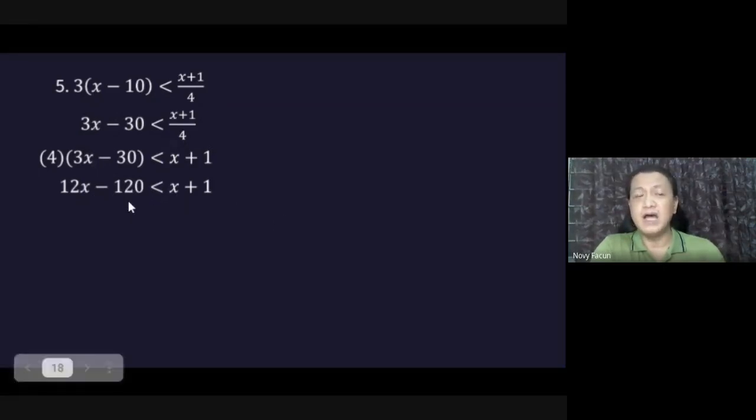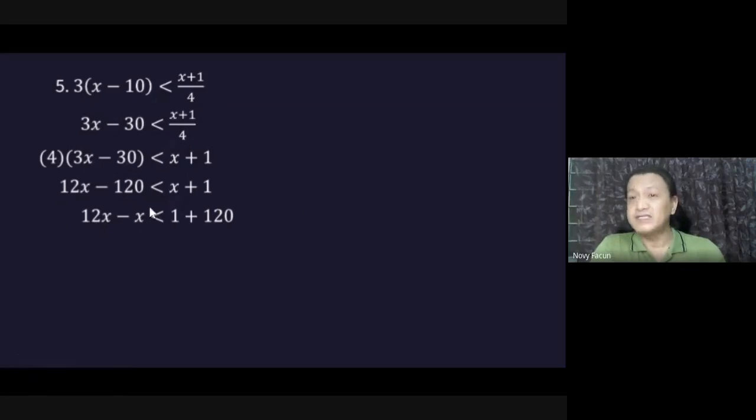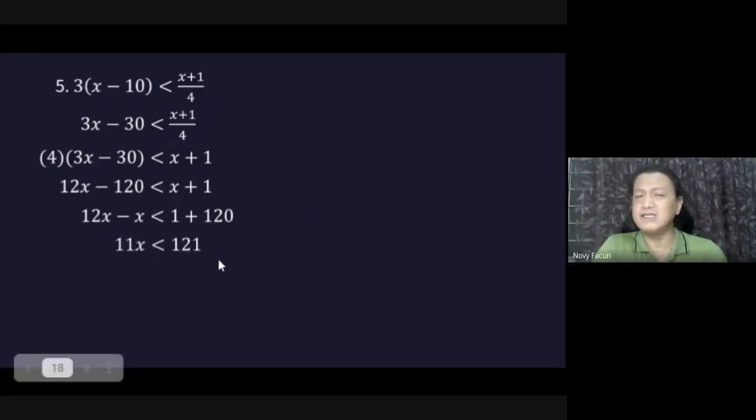And then you can now transpose yung constant natin na negative 120 sa right side. Yung x naman ilipat mo or i-transpose mo sa left side. Kaya that will become 12x minus x is less than 1 plus 120. Take note tayo, nag-reverse yung sign natin. Kasi nga, nagre-reverse kapag nag-transpose tayo. And that is 11x is less than 121.